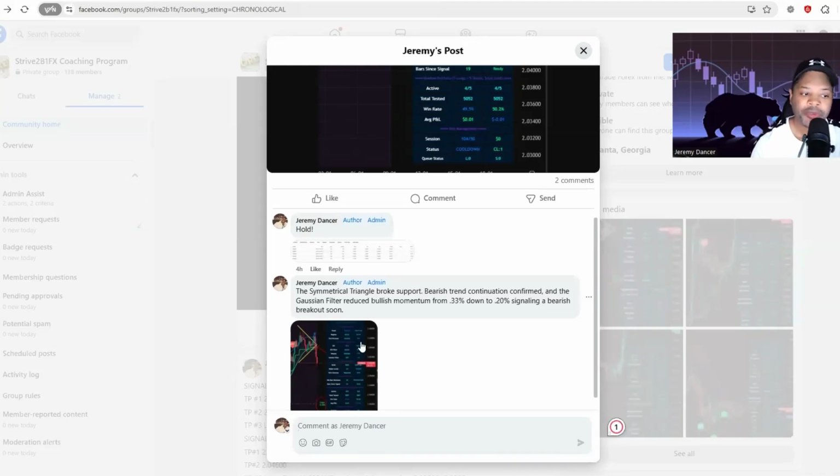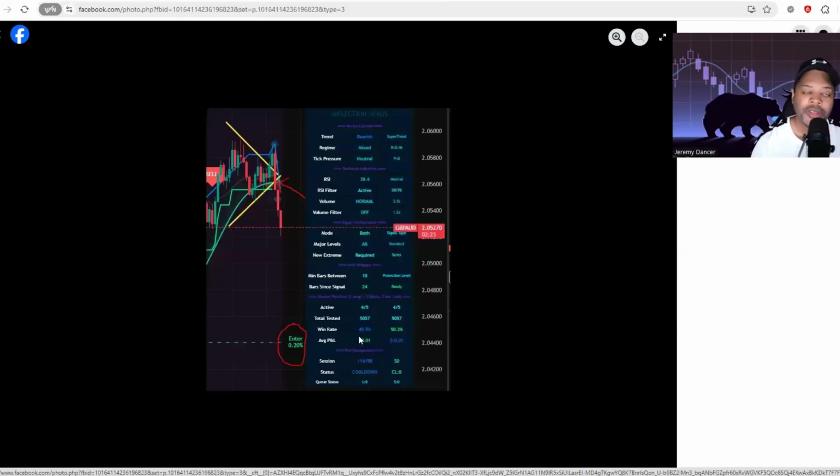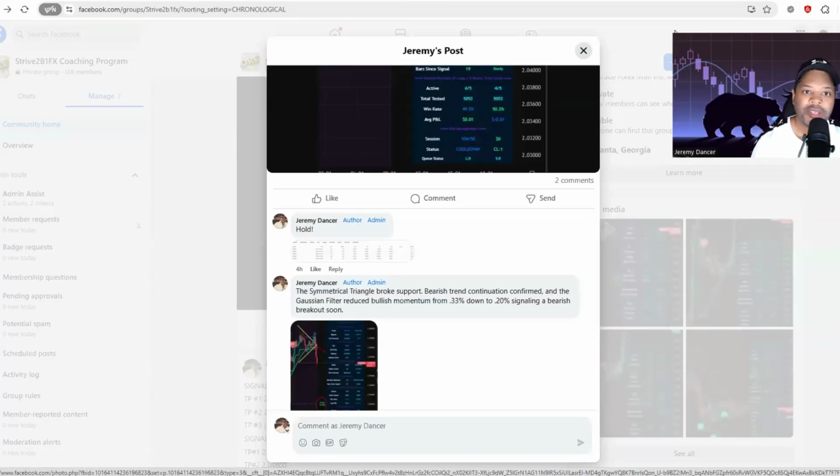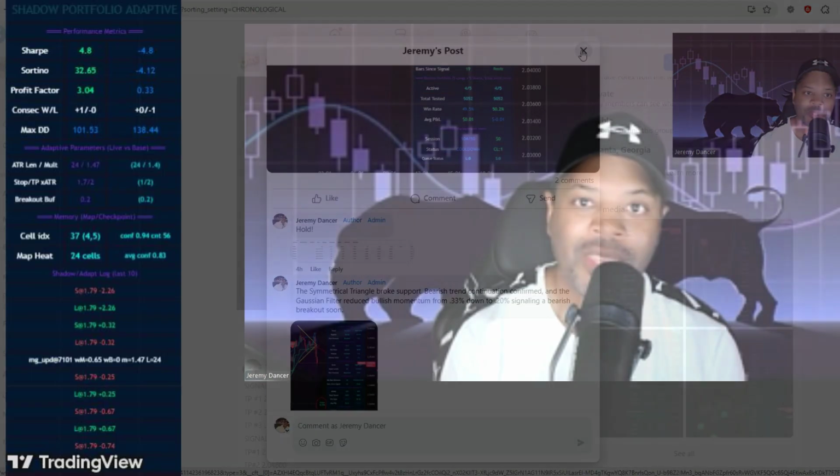Most people don't have access to this indicator. I don't know when the programmer is going to re-release it to the public, but while you have me, make sure you're able to use it. All right, so that's it on this part.